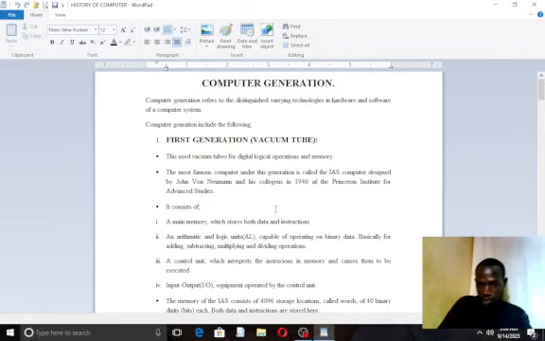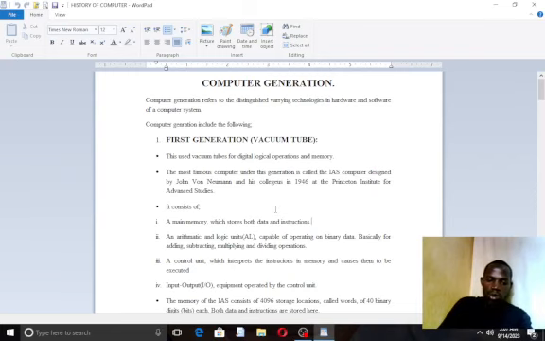So beginning with the first generation, under this generation, vacuum tubes were used for digital operations and the memory. The most famous computer under this generation is called the IAS computer, designed by John von Neumann and his colleagues, and it was designed in 1946 at the Princeton Institute for Advanced Studies.